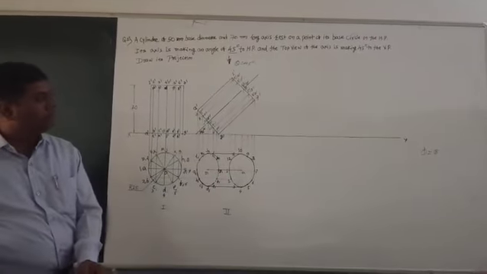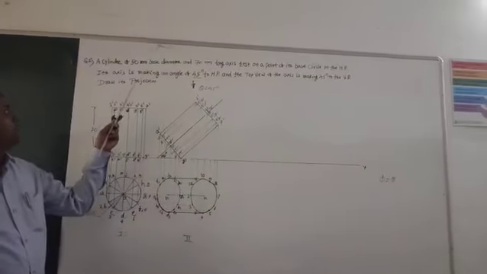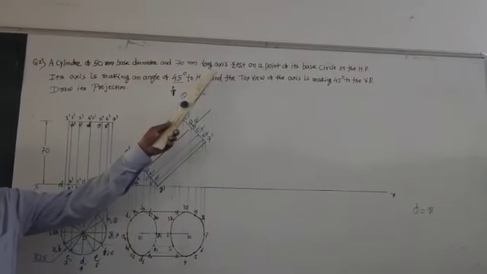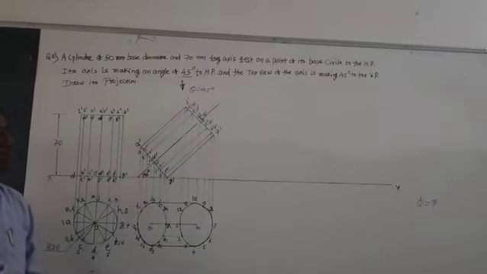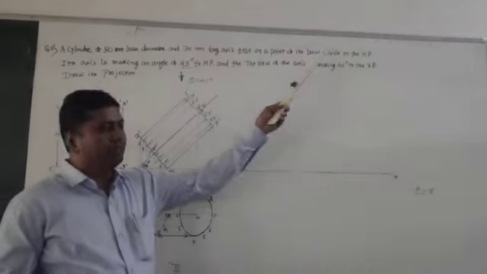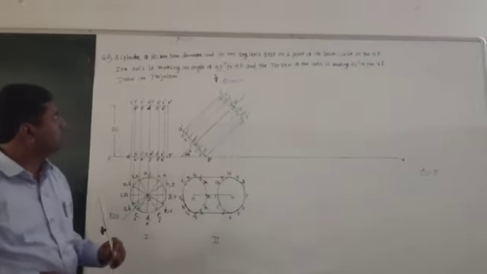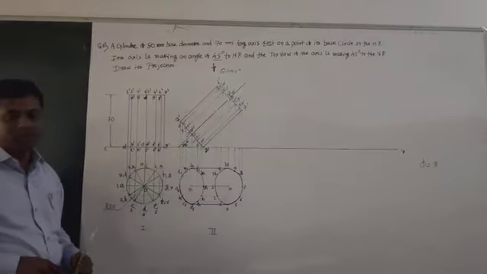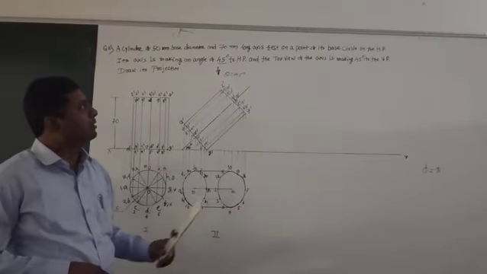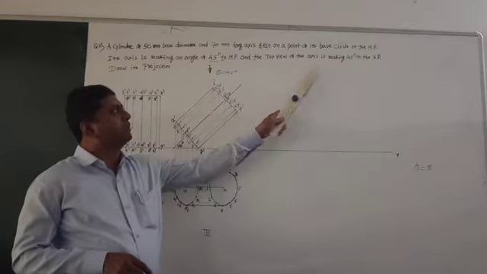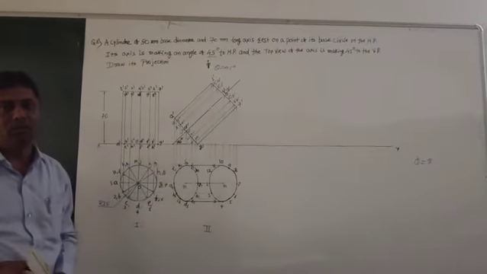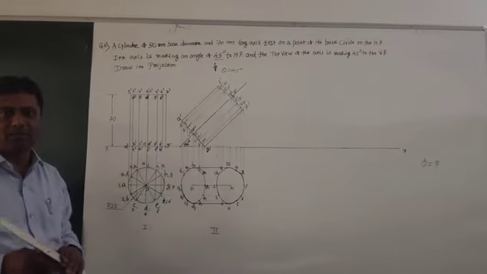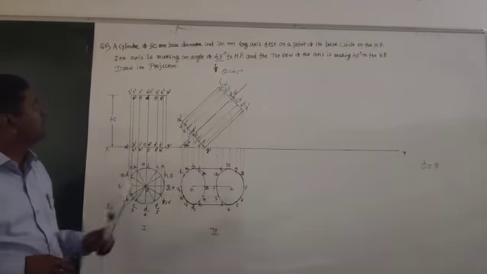The problem is that a cylinder of 50 mm base diameter and 70 mm long axis rests on a point of its base circle on the HP. HP means horizontal plane. Its axis is making an angle of 45 degrees to the HP, and the top view of the axis is making 45 degrees to the VP. VP means vertical plane. Already we have seen in orthographic HP and VP. And the question is, draw its projection.